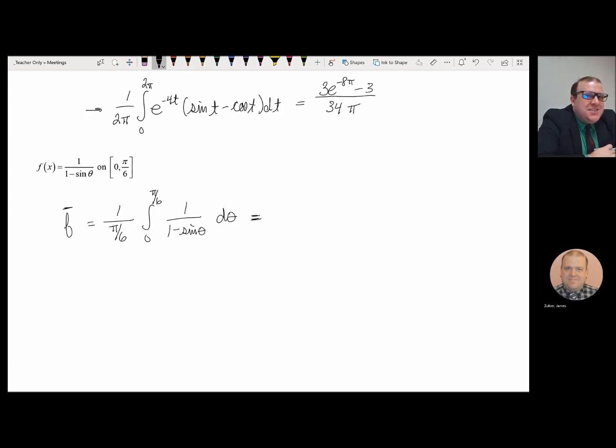There actually is a special substitution to use for this. I believe it involves like tangent of theta over 2 or something like that. It's a really obscure substitution that I just don't have time for. Clearly that integral evaluates out to root 3 minus 1. So it's just 6 over pi times that. It's obvious.